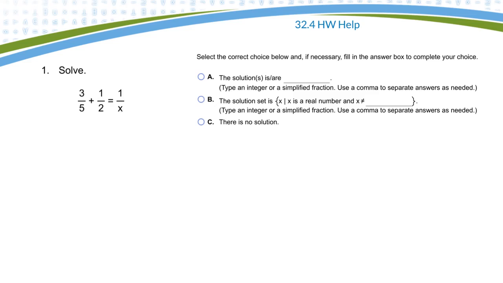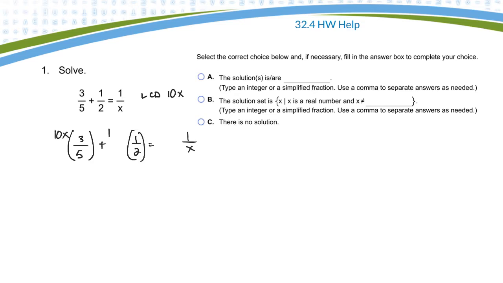Okay, in this video I'm just going through some homework help questions from section 32.4, which is the radical rational equations. Here we've got a rational equation. To solve this, an easy way of doing it is to multiply every term by the lowest common denominator. The lowest common denominator between 5 and 2 would be 10, and there's an x there, so it would have to be 10x. So I'm going to multiply every term by 10x.